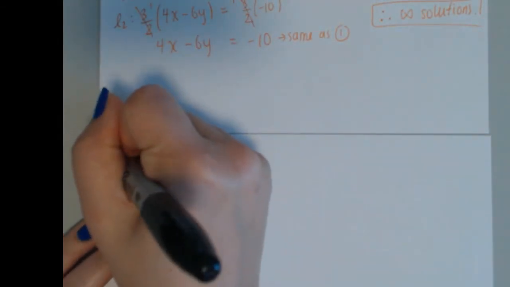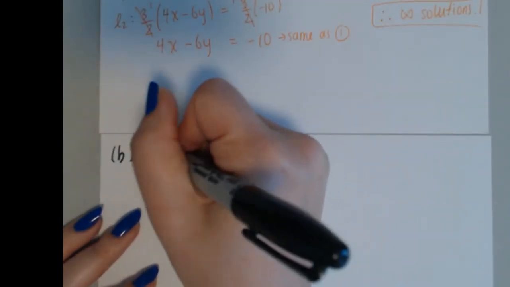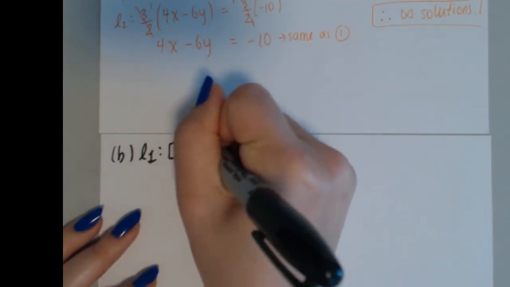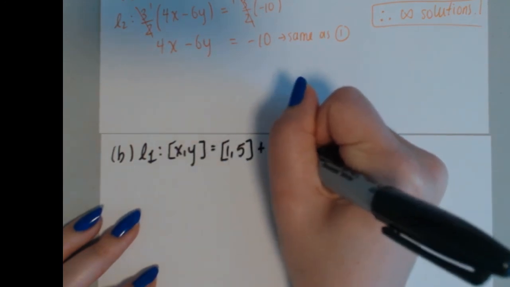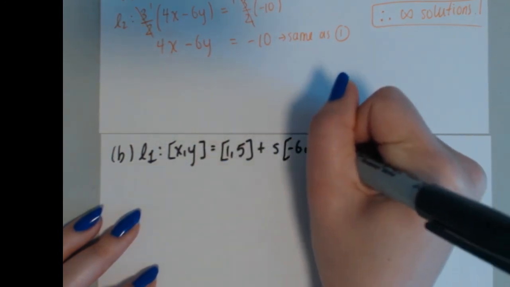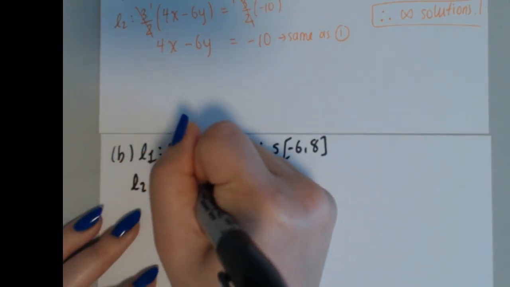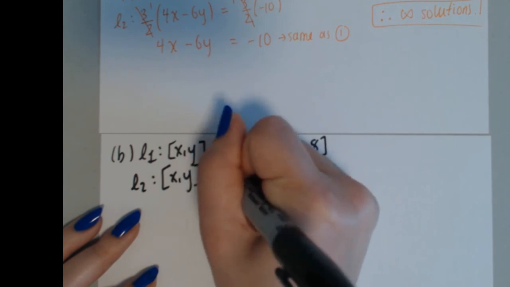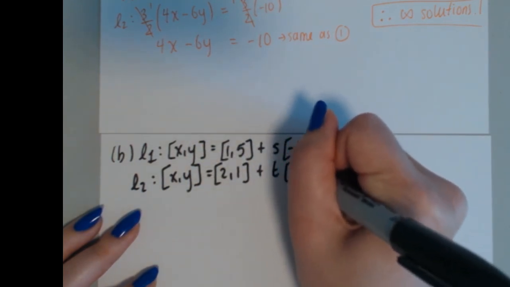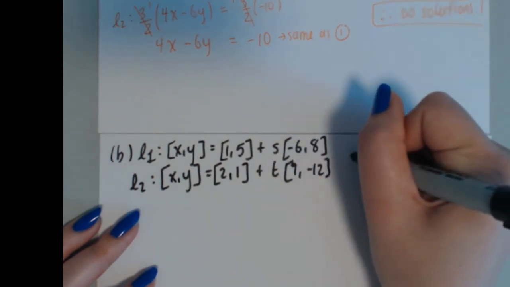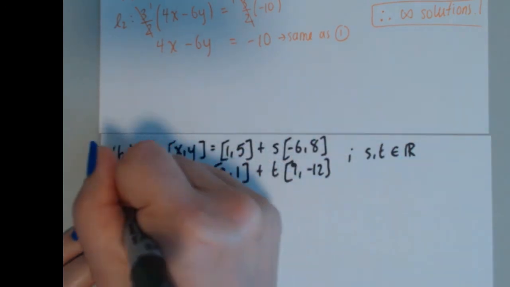In part B, I'll start on the new page. L1 is xy is equal to 1, 5 plus s -6, 8. And L2, xy is equal to 2, 1 plus t 9, -12. And in both of these cases, s, t are an element of the real numbers.